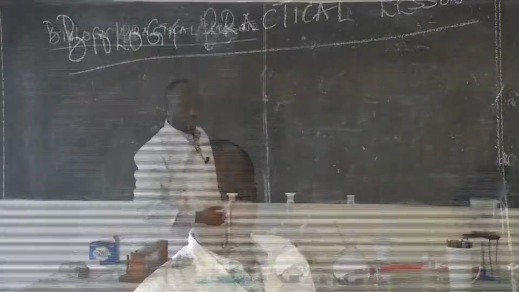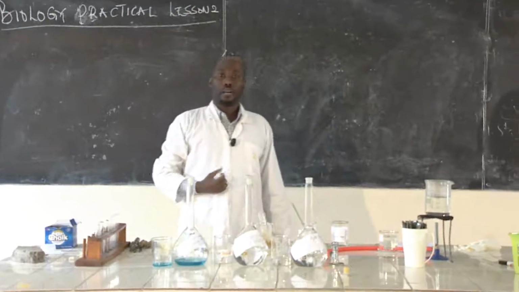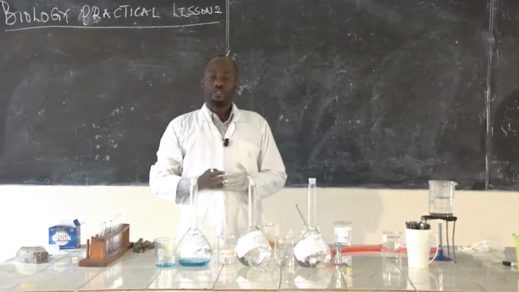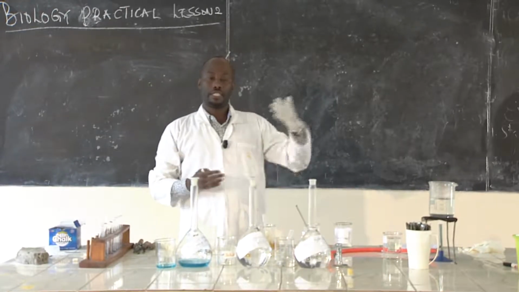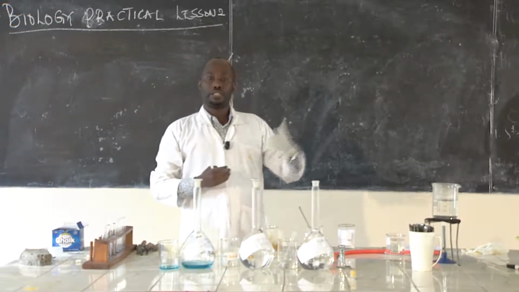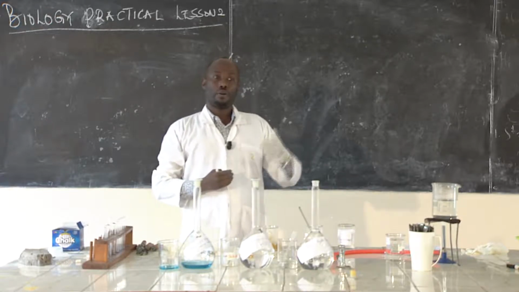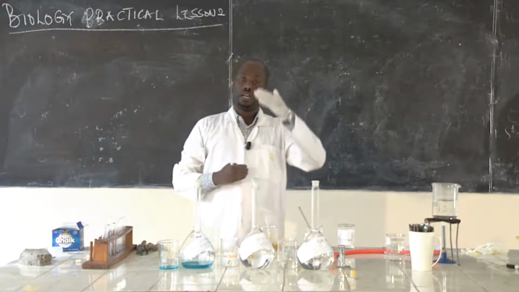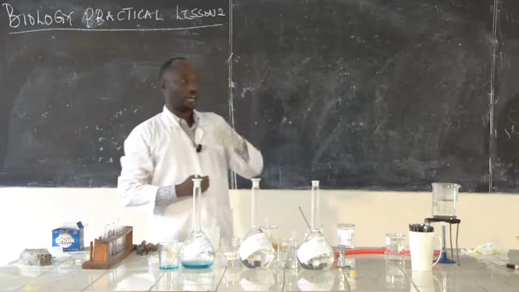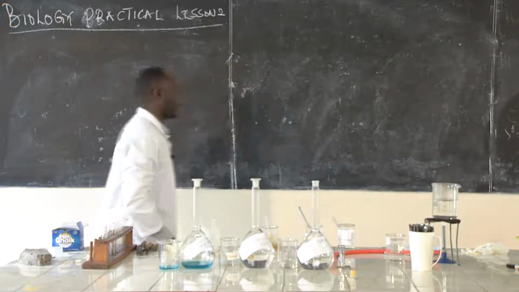So, in the biology practical lesson of today, we are going to test for nutrients. I think last time we discussed testing for vitamin C, and we talked about testing fats, and now we're going to test for reducing sugars and non-reducing sugars.